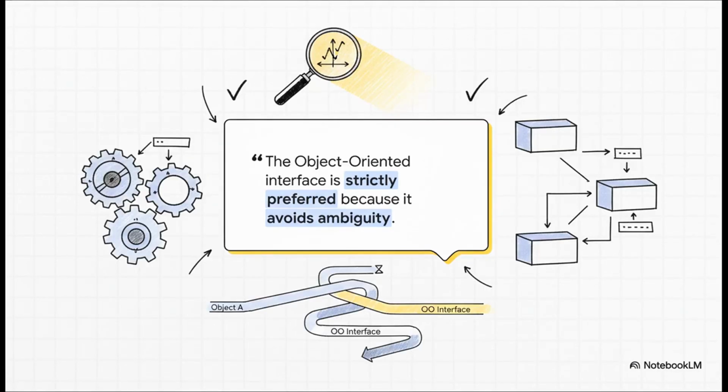And look, don't just take it from me. The official documentation, pretty much every experienced developer, they'll all tell you the same thing. The object-oriented interface is, and I quote, strictly preferred because it avoids ambiguity. Your code does exactly what you tell it to on the exact object you want. No more guessing, no more weird bugs because Matplotlib was trying to be helpful.